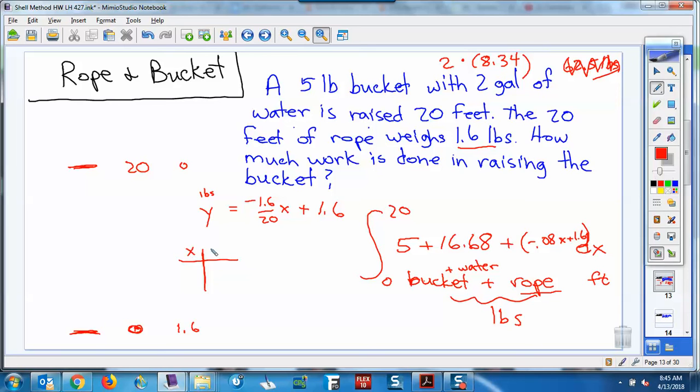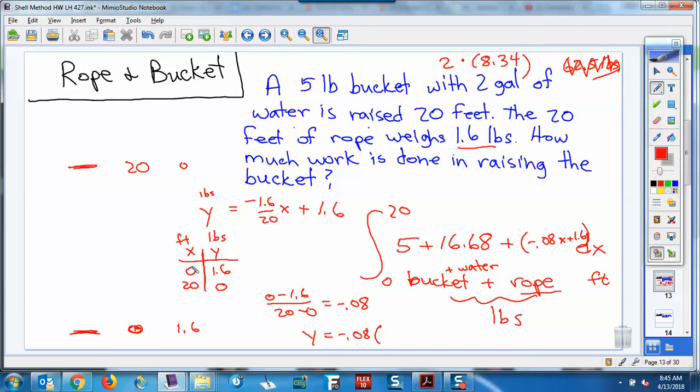But here's what I've had some luck with people doing. This is your feet, this is your feet, this is pounds. So say, when there's 0 feet of rope pulled up, at the beginning down here, you have 1.6 pounds of weight. When there's 20 feet of rope pulled up, you want 0. And then just do it like a linear equation. Just do a slope calculation, 0 minus 1.6 over 20 minus 0, which is your negative 0.08.